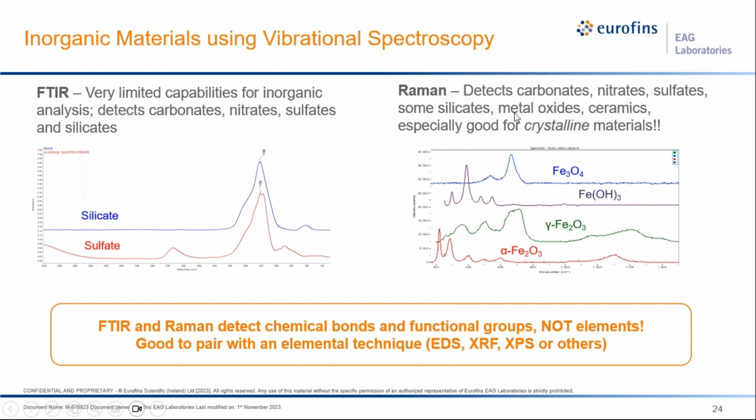One example where Raman really shines with respect to inorganic molecules is with rust. So Raman has various forms of rust that can be detected, different kinds of iron oxides, and they have really specific spectra. So it makes it very easy to identify rust as, for example, from something like degraded material or dye. Raman also can detect carbonates, nitrates, sulfates, metal oxides, ceramics, and is very good for crystalline materials. So while these are not primarily used for inorganics, they can be used, again, by coupling with other techniques.